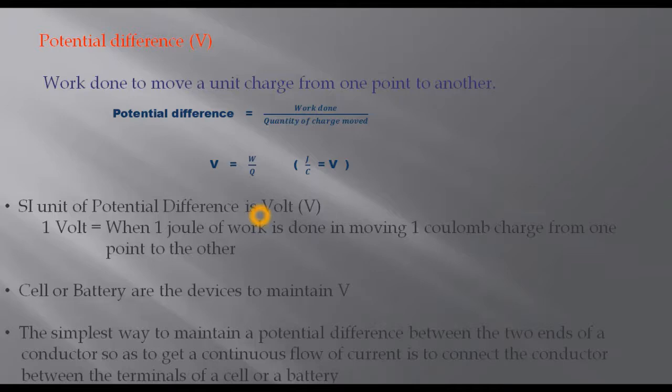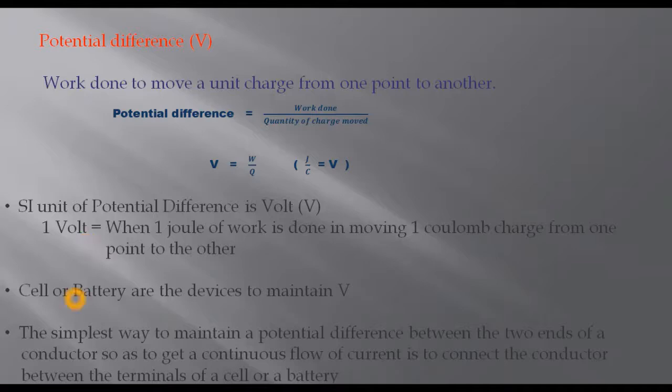So if I ask you to define 1 volt, then 1 volt is when 1 joule of work is done in moving 1 coulomb of charge from one point to the other point. So whenever 1 joule of work is done in moving 1 coulomb of charge from one point to another, then our potential difference is said to be equal to 1 volt.